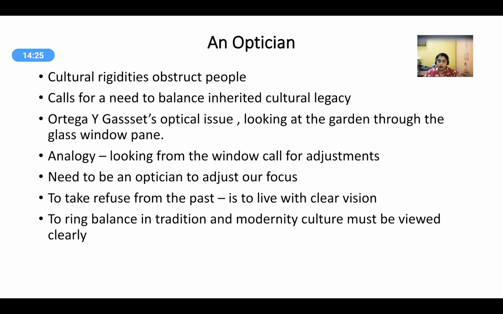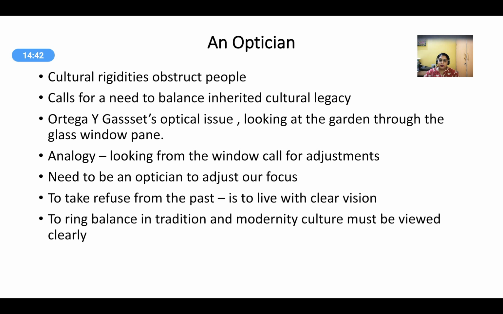When we are looking out of the window, the focus is different. When we go to the second part of concentrating or focusing on the garden, our perspective has changed. We forget that the first window through which we are actually looking exists. We are only concentrating on the garden. So, this is the requirement of the hour.